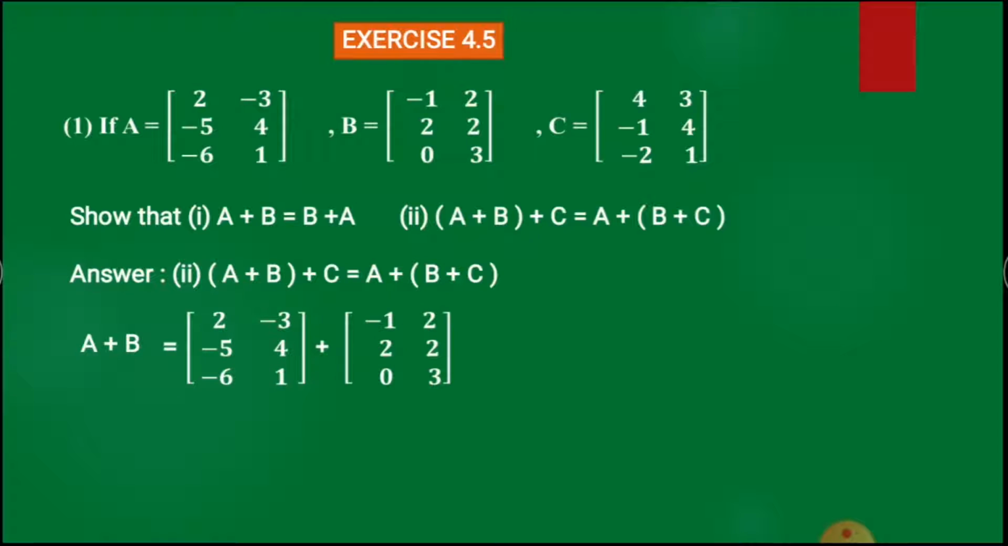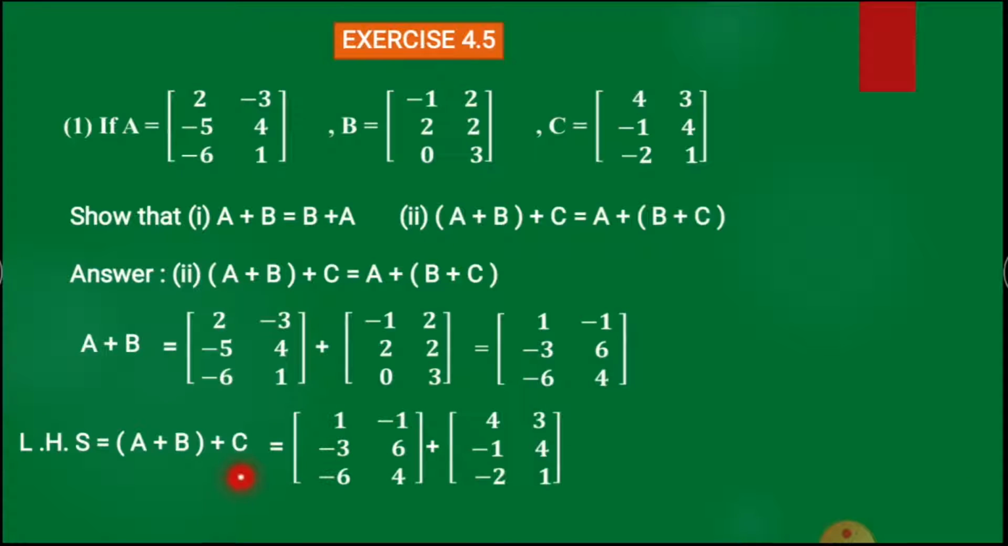So 2 with minus 1, we get 1, minus 3 with 2, we get minus 1, minus 5 with 2, we get minus 3, then 4 with 2, we get 6, then minus 6 plus 0, we get minus 6, and 1 plus 3, we get 4. Now we add this A plus B with matrix C. So we write here LHS equals A plus B plus C. Now substitute value of A plus B as this matrix having elements in first row 1, minus 1, in second row minus 3, 6, in third row minus 6, 4.